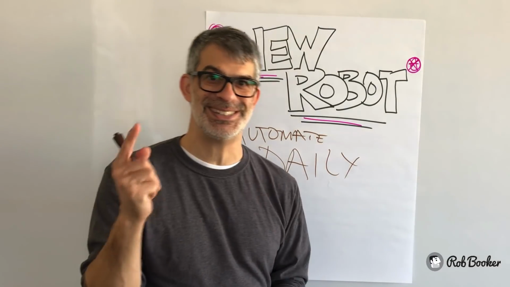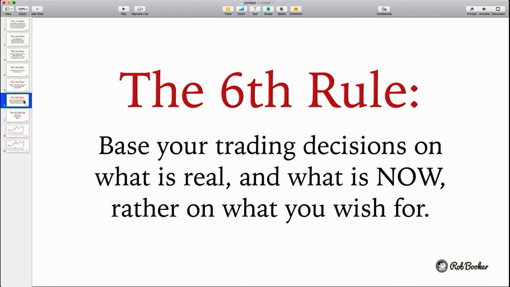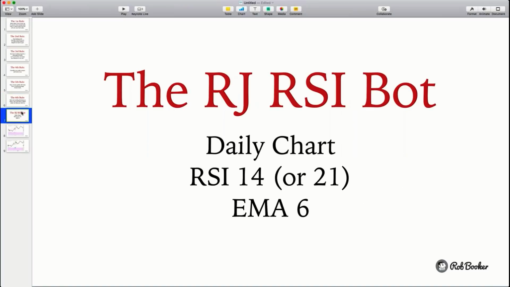So let's cut to a scene in today's webinar for members where I introduce this robot. On that note, I would like to talk to you about a new trading methodology that is, I think, directly related to the sixth rule, and that is the Rj Rsi Robot, which uses the daily chart, an RSI, and the exponential moving average. So you can use other time frame charts as well, but let's use the daily chart. Let's talk about the RSI 14 to begin with, and let's talk about an exponential moving average of 6.